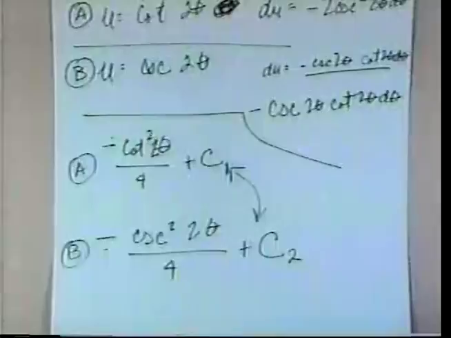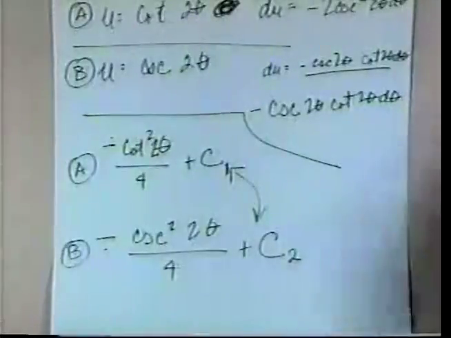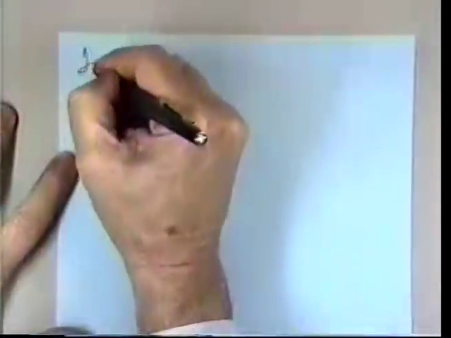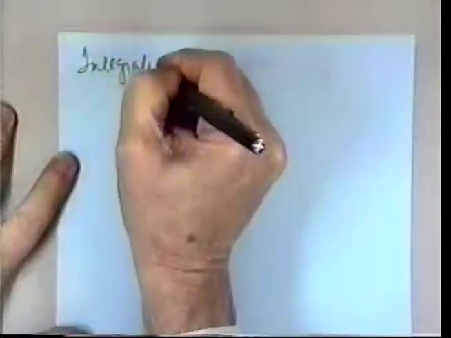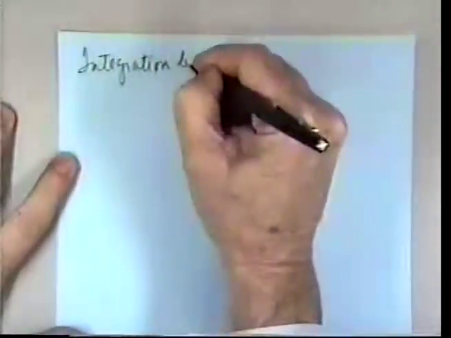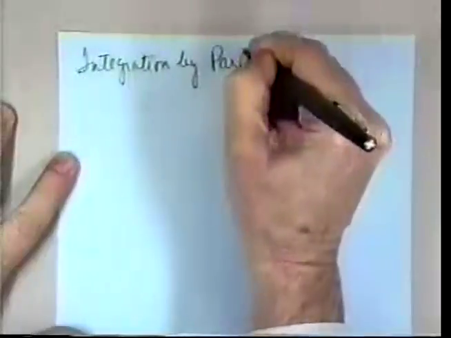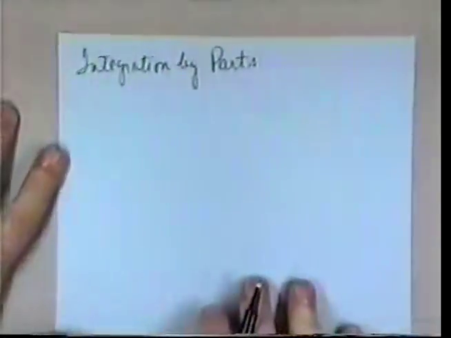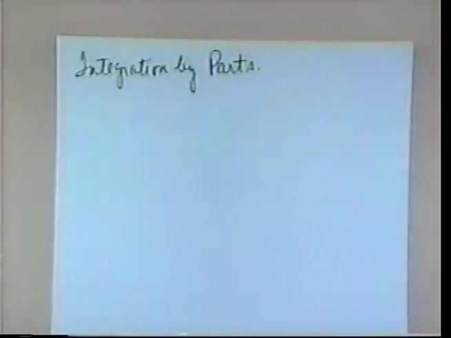The next type of system for taking antiderivatives that we're going to look at is integration by parts, which tells me I'm going to take an integrand and divide it up into different parts.